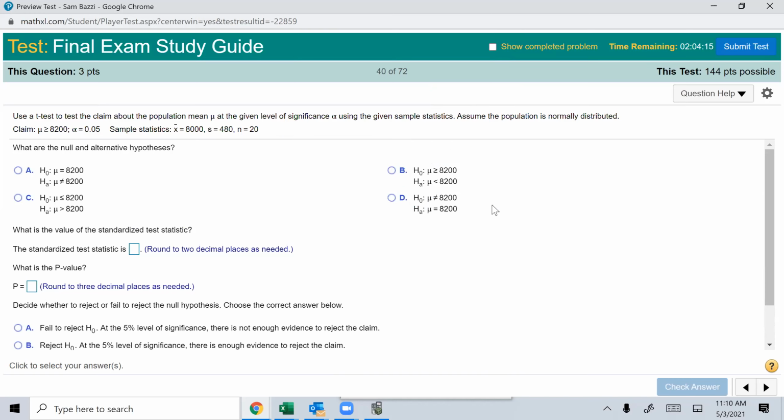Use a t-test. It's clear now. They're telling you to use a t-test. They're telling you that the mean is greater than or equal to 8200. That's the null hypothesis, so the claim is in the null hypothesis. The alternative will be less than, because these are complements of each other. So which one would that be? That would be B. Again, for my section 98, 99, you will have an equal here instead of the greater than or equal. So just choose the equal. Okay. They say t-test, so you must use a t-test, guys.